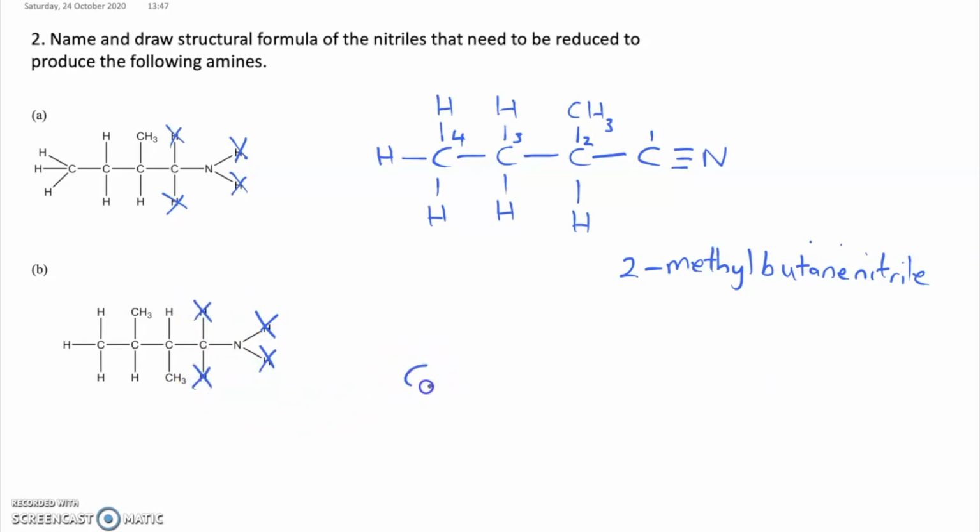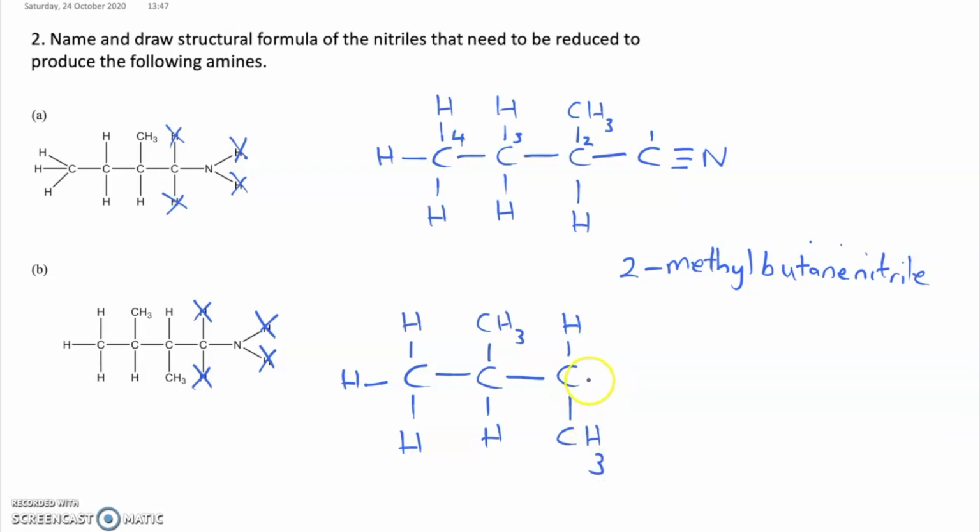So for part B, I once again need to cross out 4 hydrogens, and I'm going to draw a CH3 bonded to a carbon next to a CH3 and a hydrogen, and then there's a bond to another carbon with a hydrogen and a CH3, and then there's a bond here to a carbon, and remember I've lost 4 hydrogens, so there's a triple bond to this nitrogen.